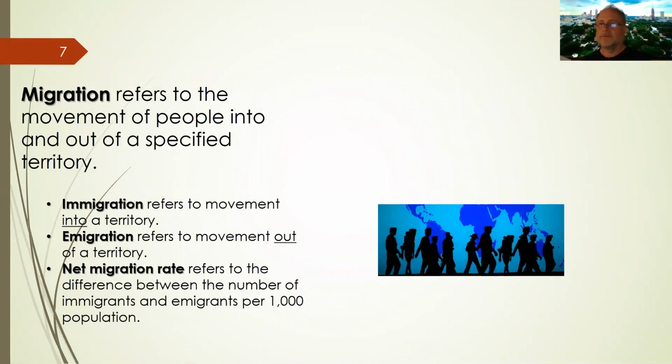The third variable is migration. Migration refers to the movement of people into and out of a specified territory. There are two forms of migration. Immigration refers to movement into a territory, while emigration refers to movement out of a territory. When you put these together, you get net migration rate, which refers to the difference between the number of immigrants and emigrants per 1,000 population.